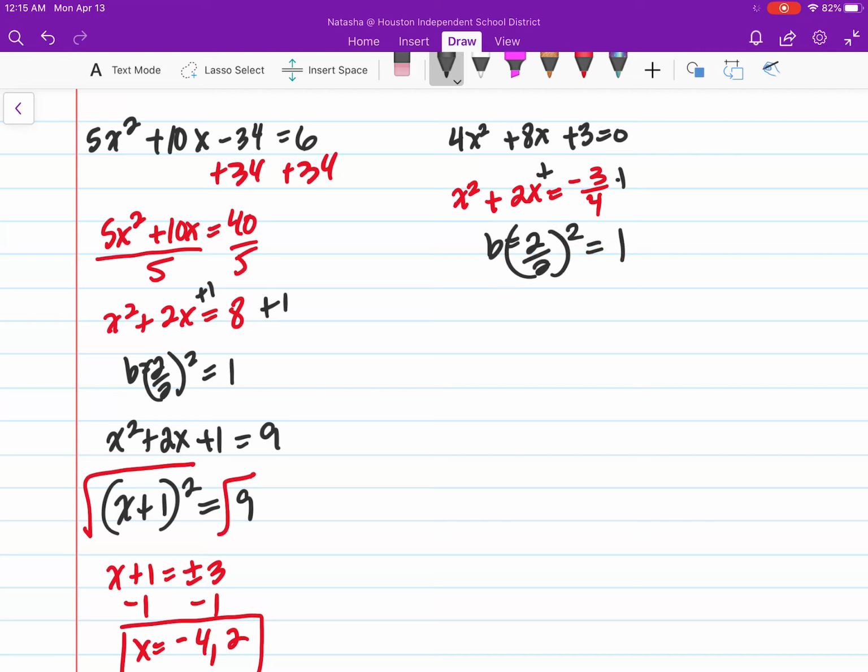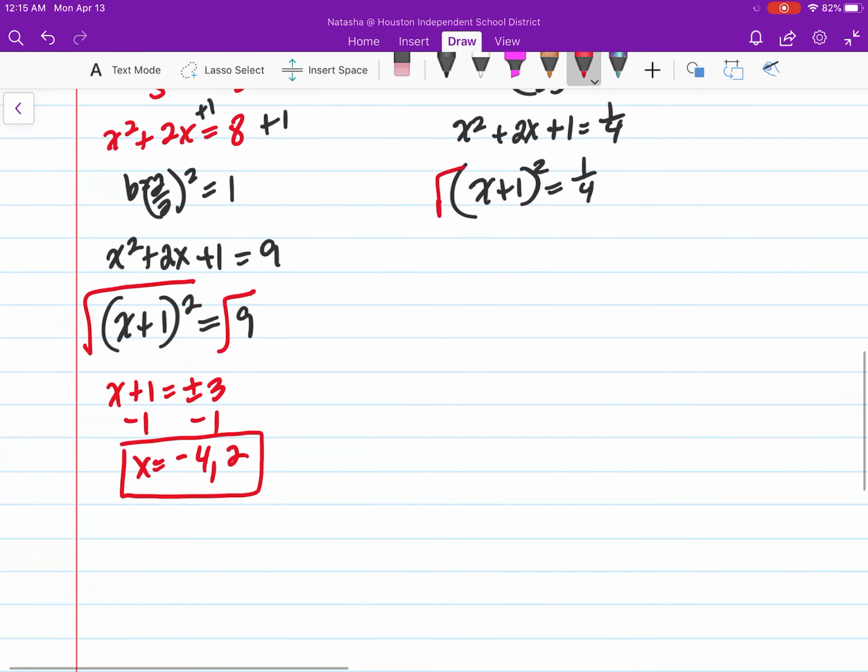Okay, now our b term is equal to 2. So divide that by 2, square that, that's going to be equal to 1. So we're going to add 1 to both sides. So that's going to give me x squared plus 2x plus 1, and that's going to be equal to negative 3/4 plus 1, which will give me positive 1/4. So now this is x plus 1 squared is equal to 1/4.